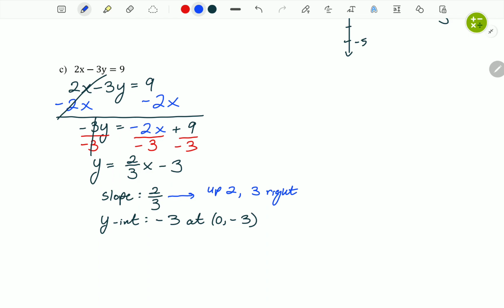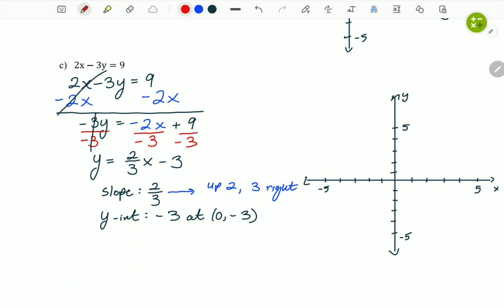And now we can sketch this equation with the necessary tools. Y-intercept is negative 3. So we'll place it right here. 0, negative 3. And then let's work our slope. 2 up, 3 to the right. 2 up here. Let's get rid of that blue mark there. 3 to the right. And this is the coordinate of 3, negative 1.